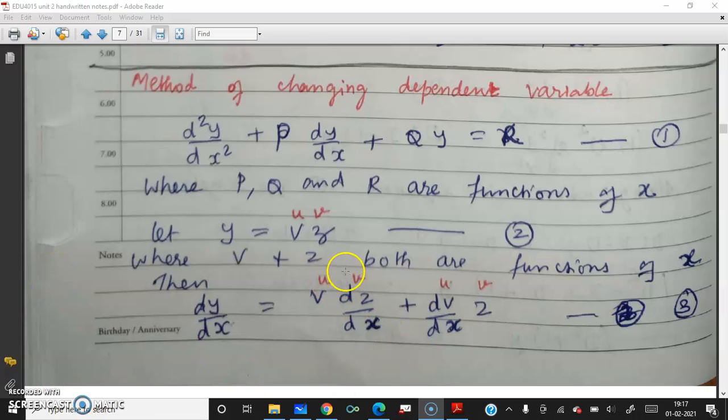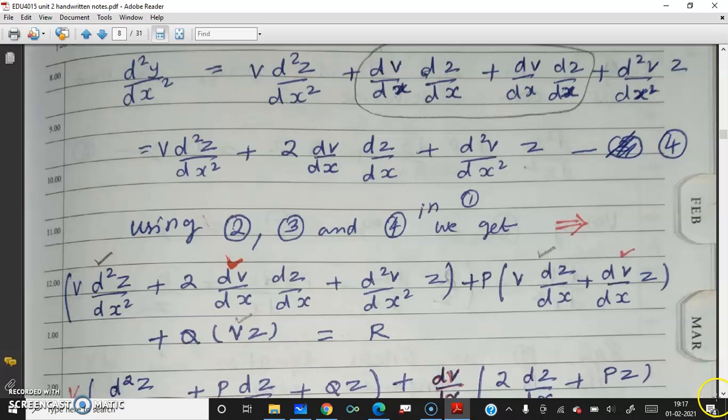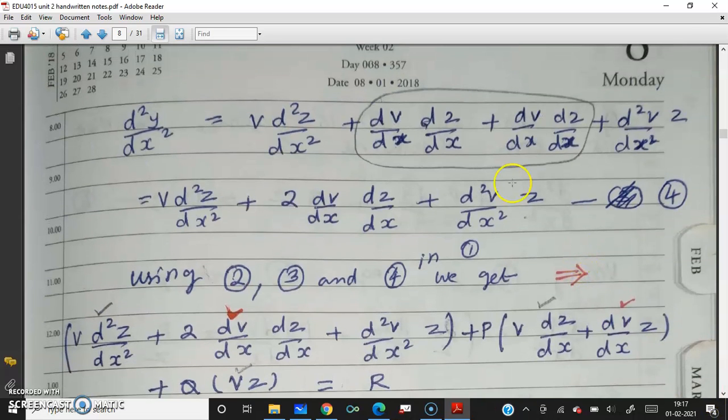If you substitute y equal to vz, what will be dy by dx? dy by dx will be equal to v dz by dx plus dv by dx into z. Right? So this is what you will get. Now what is d squared y by dx square? Again, once more differentiation. So that will be v d square z by dx square plus dv by dx into dz by dx plus dv by dx into dz by dx plus d square v by dx square into z.